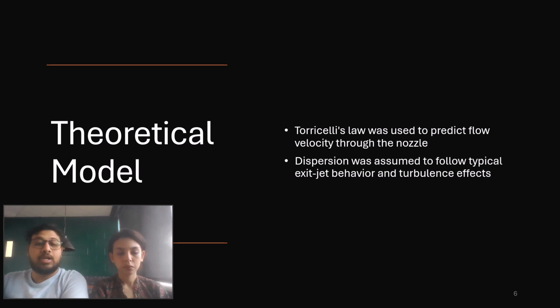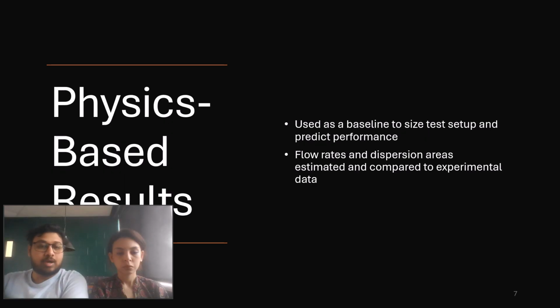these experiments. The dispersion through the nozzles was assumed to follow typical exit jet behavior under turbulence effects. So this is standard practice used by many theoretical papers to quantify dispersion as flow moves through a body. So our physics-based results based on Torricelli's model are used as a baseline to, like I said, predict performance and size our test setup. Flow rates and dispersion areas are estimated and compared to the data we collected during our experiments.